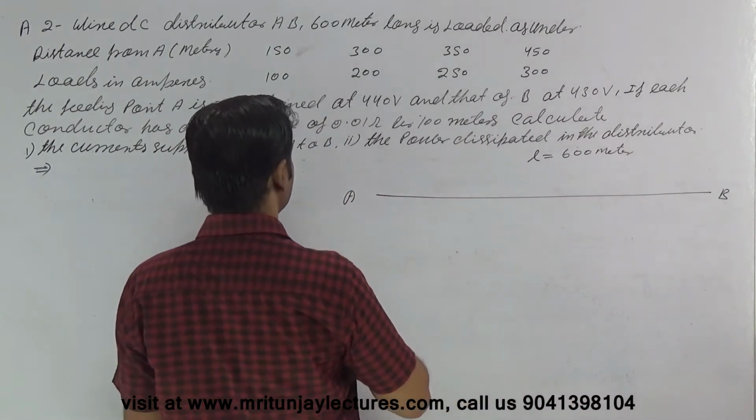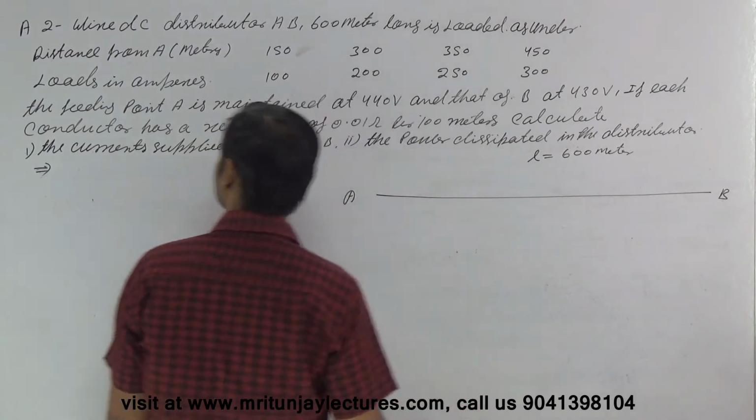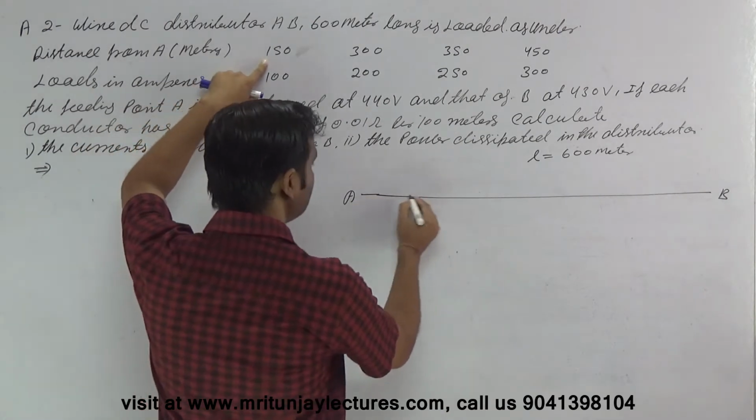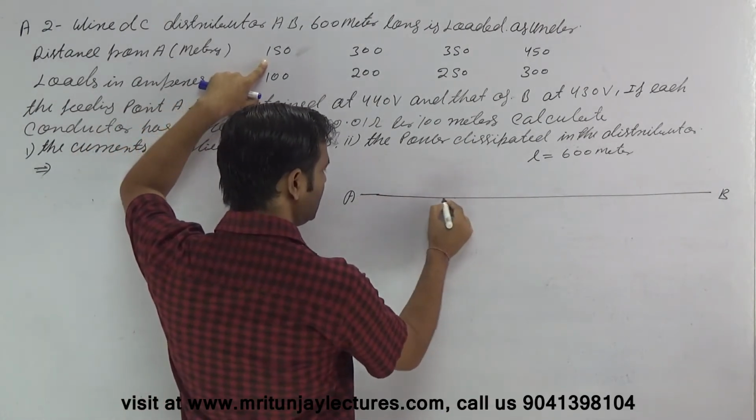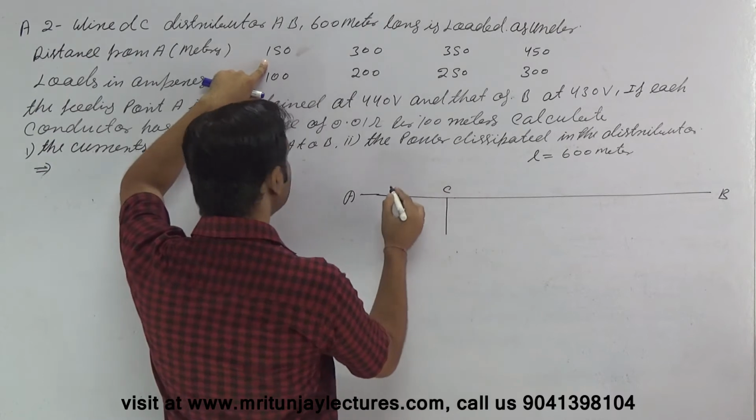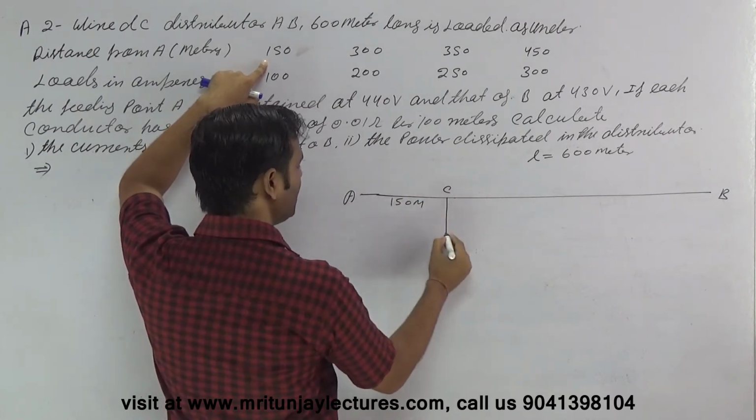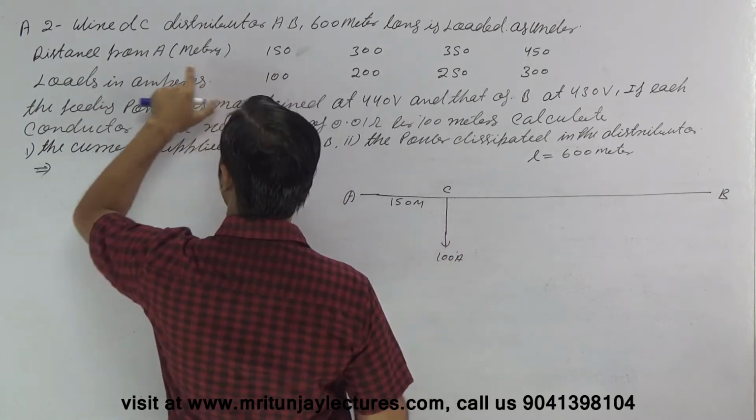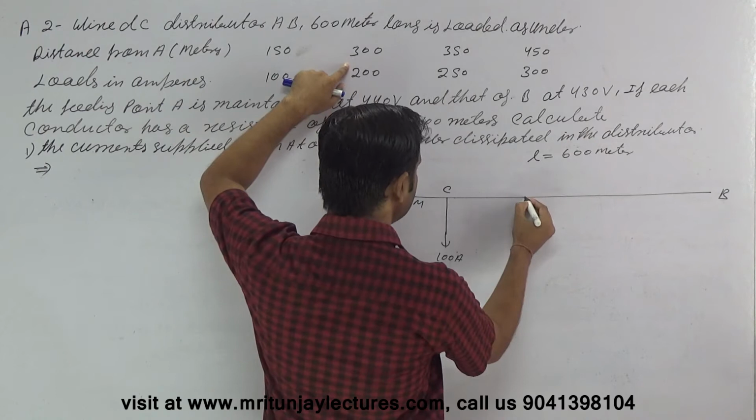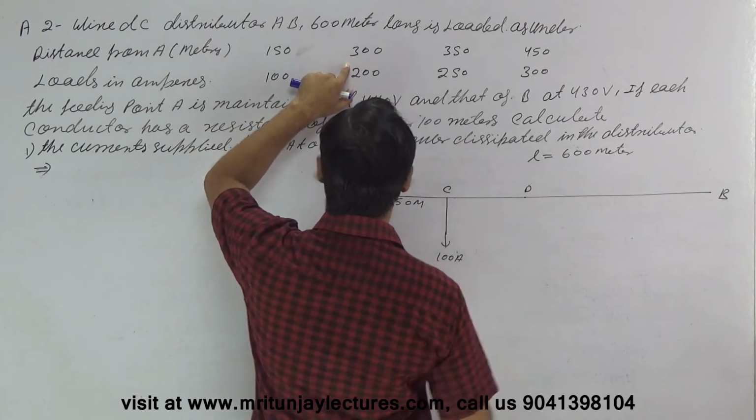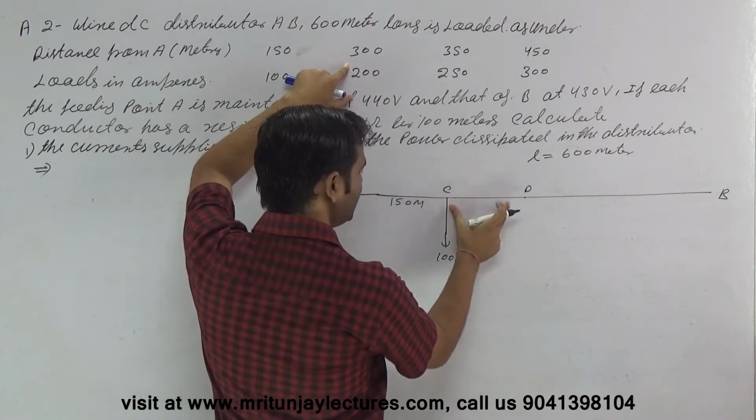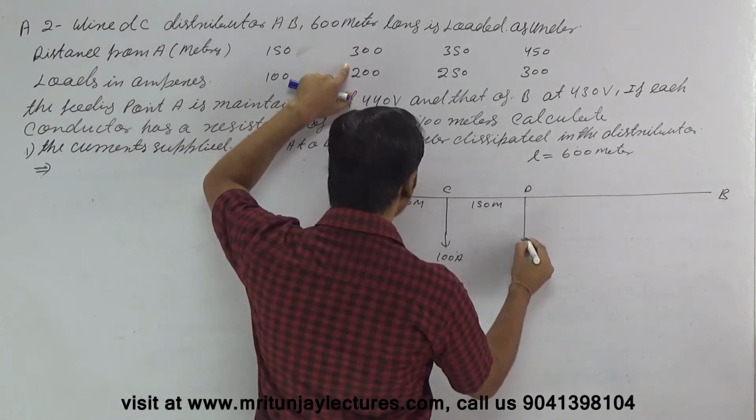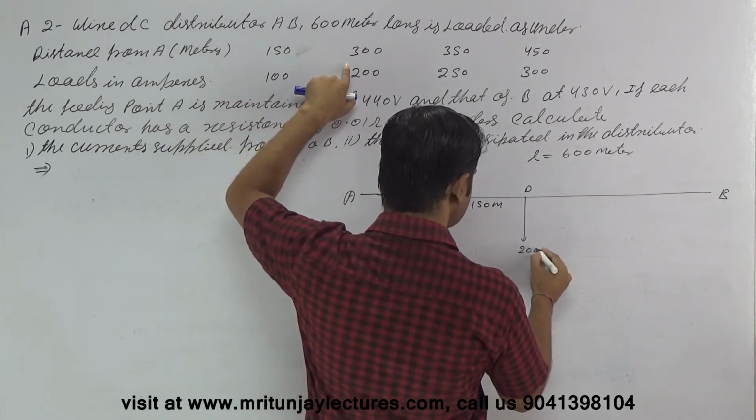It is loaded as under: distributed distance from A to C is 150 meter. What about load current? Load current is 100 ampere. Clear? Now from A to D, suppose that is D, 300 meters. What about the distance between CD? That is 150 meter. That is 200 ampere.